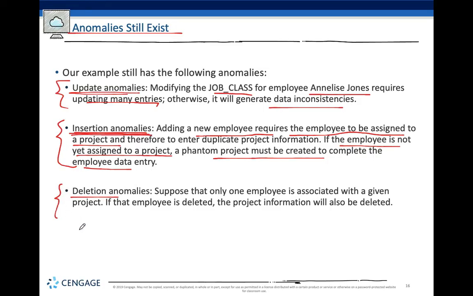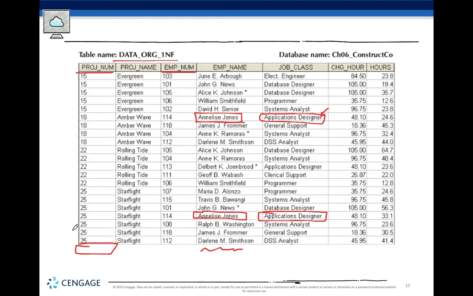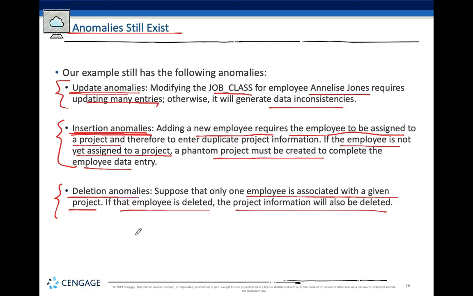The third anomaly that exists is the deletion anomaly. Suppose that only one employee is associated with a given project. If that employee is deleted, the project information will also be deleted. We don't have an example here, but let's say we had project number 26, which was being worked on by only one employee. Then if that employee had to be deleted from the database for whatever reason, we would have to delete project number 26 as well. That's the deletion anomaly.